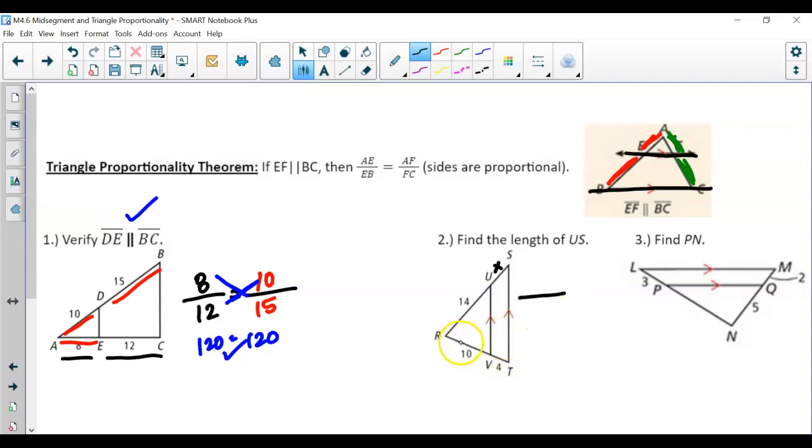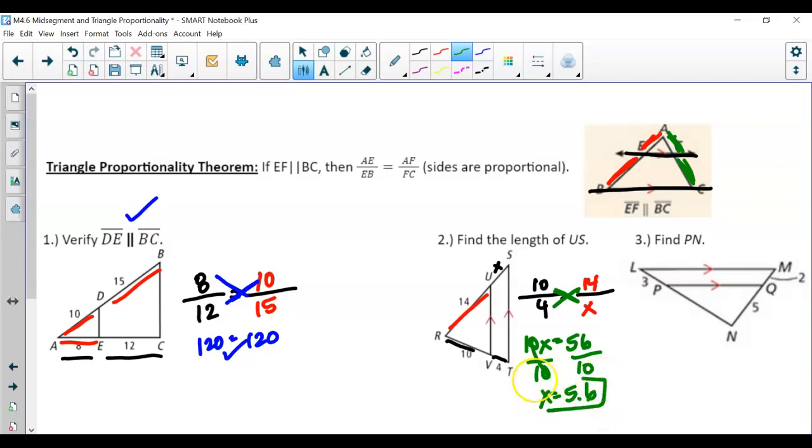So here we go. If I've got 10 to 4, which means what do we need to put first for this side? 14, right? So 10 to 4, so 14 to X. Now we cross multiply and solve for X. So 10 times X is 10X, and 14 times 4 is 56. Now when you divide by 10, you get X is equal to 5.6. So go ahead and pause the video and try this third one on your own.